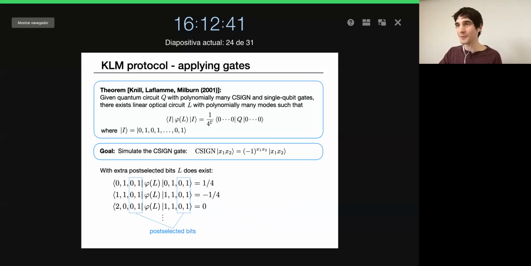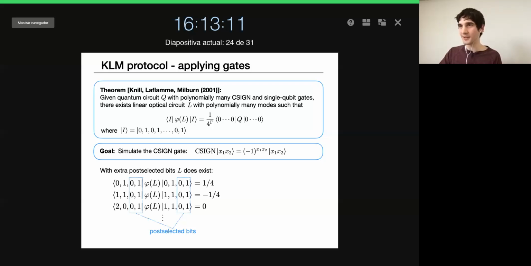Every state that we consider is going to start with 0 photons in the 3rd mode and 1 photon in the 4th mode. And every state we consider at the end is also guaranteed to have 0 photons in the 3rd mode and 1 photon in the 4th mode. So this is the post-selection. We're only going to look at states of this form. And when you look at states of this form, you actually see that such a C-sign gate does exist. You get that it is attenuated by this factor 1/4, just like we see in the statement of KLM.